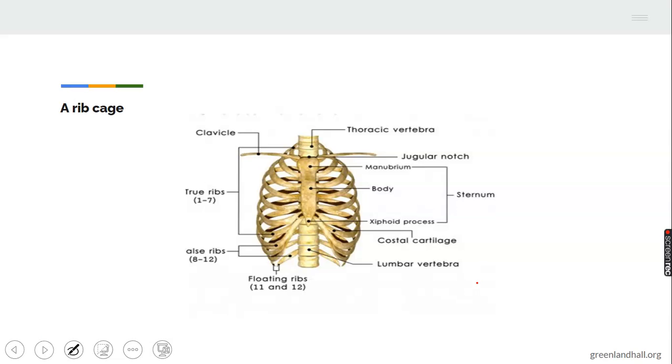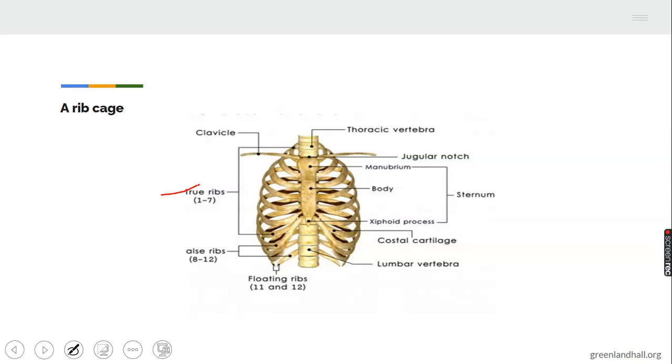We said the length increases from 1 to 7, and rib number 1 to rib number 7 are called true ribs. They are called what? True ribs. And we equally said that from number 8, the length of the ribs decreases from 8 to 12. We can see it there. You can see from number 1 to 7, the length of the rib is longer than that of 8 to 12.